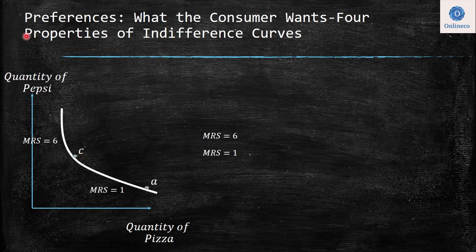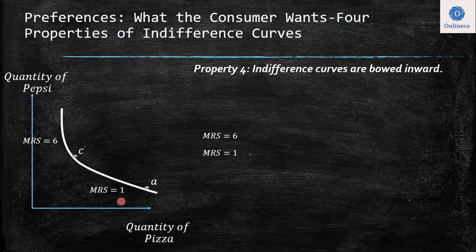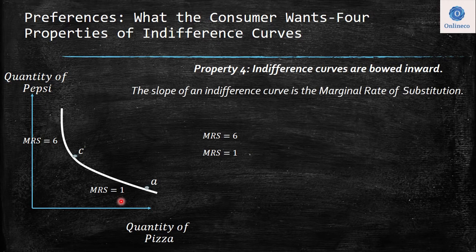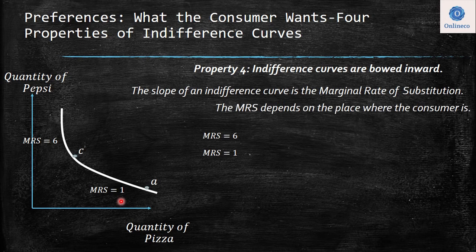So here we have the same scheme, but we put numbers for the marginal rate of substitution. This is naturally steeper, so this is a larger number than this one. This is property 4: indifference curves are bowed inward. The slope of an indifference curve is the marginal rate of substitution. Remember that the marginal rate of substitution depends on where the consumer is, because it is not constant. Here, for example, we have 14 Pepsis for 2 slices.